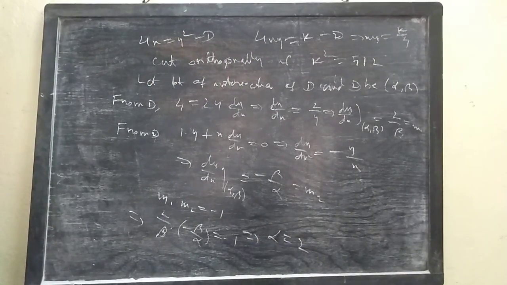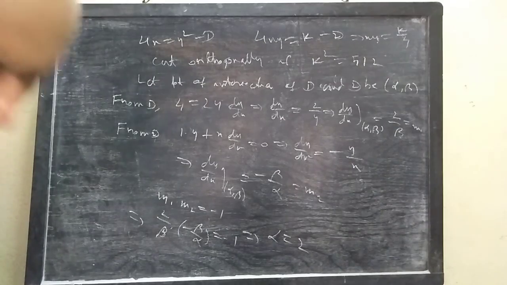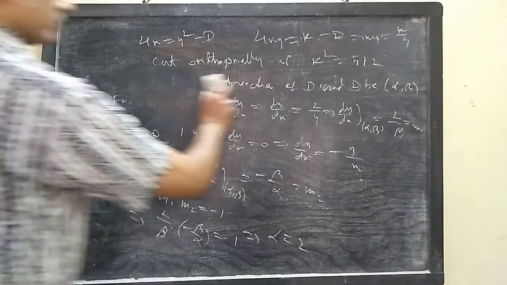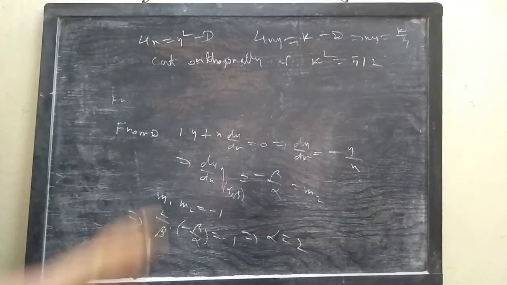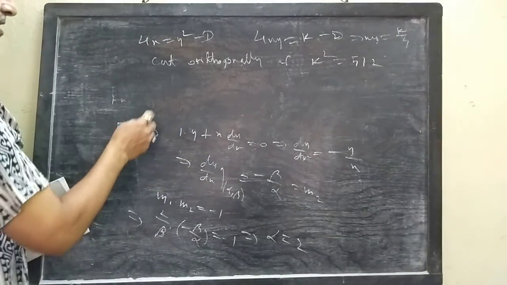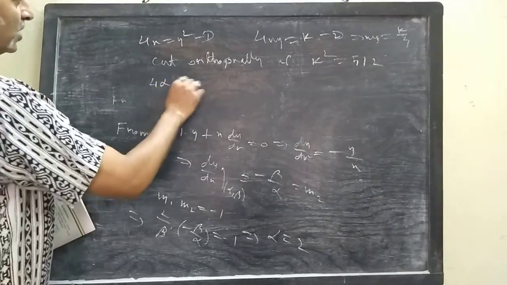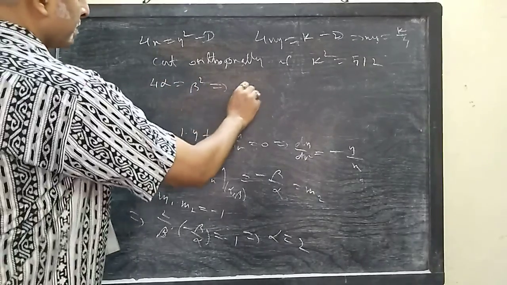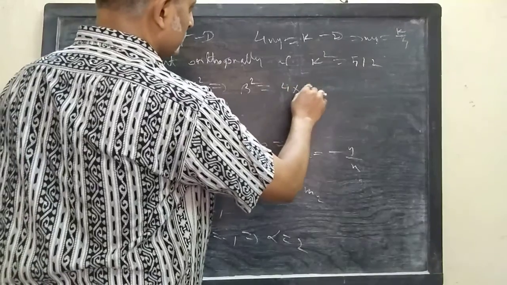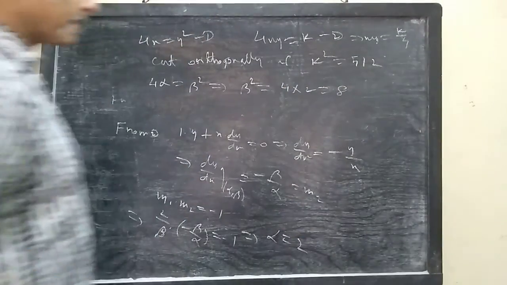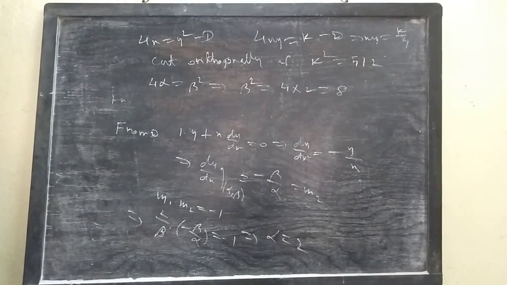You ultimately get alpha equals 2. Now write down, as the point (alpha, beta) lies on both the curves, it must satisfy equation 1. So you get 4 alpha equals beta square. That means beta square equals 4 into 2, that is 8. You get beta square equals 8.